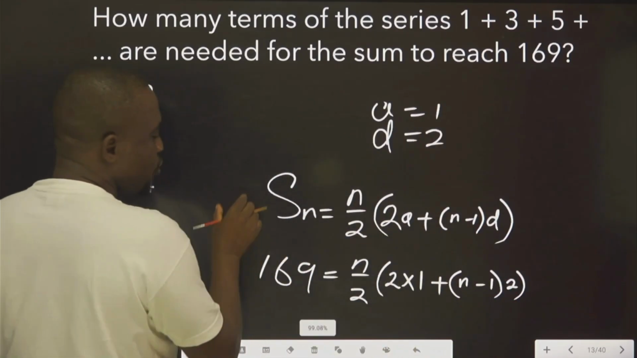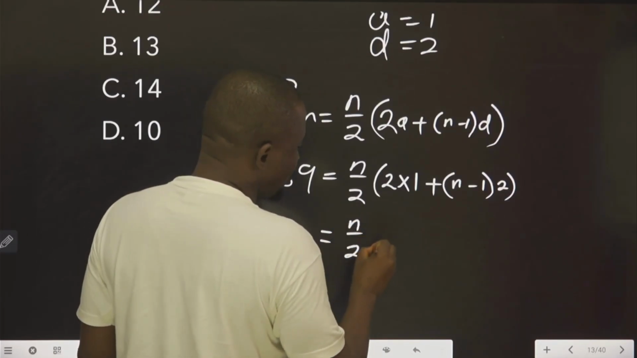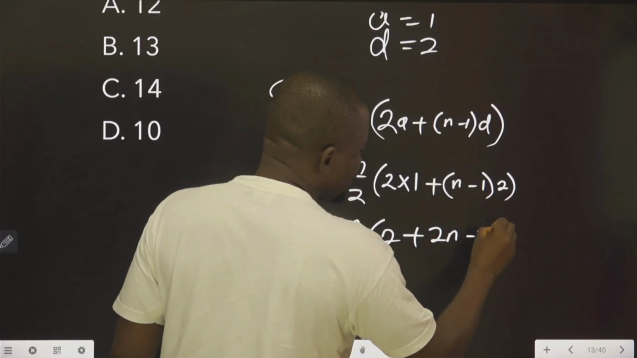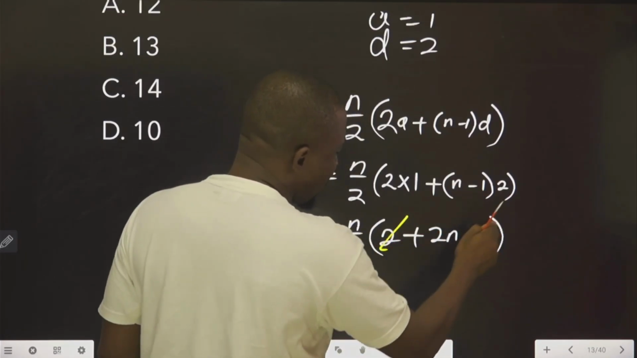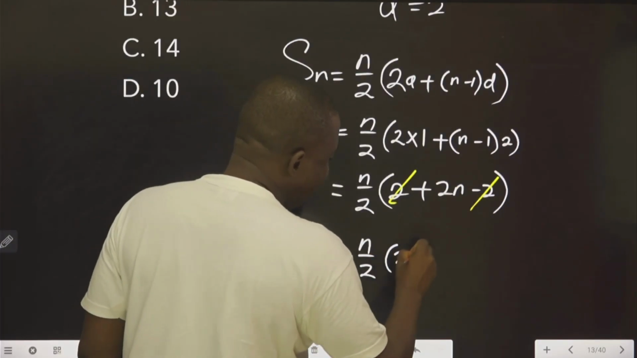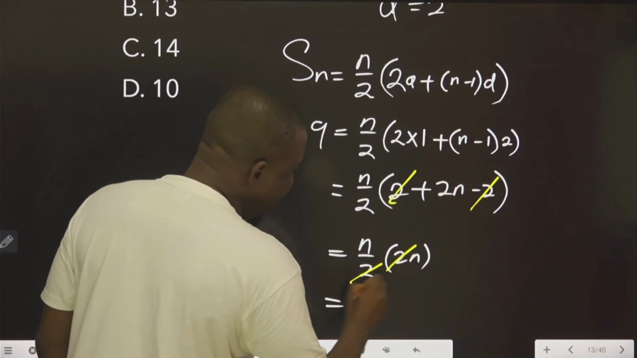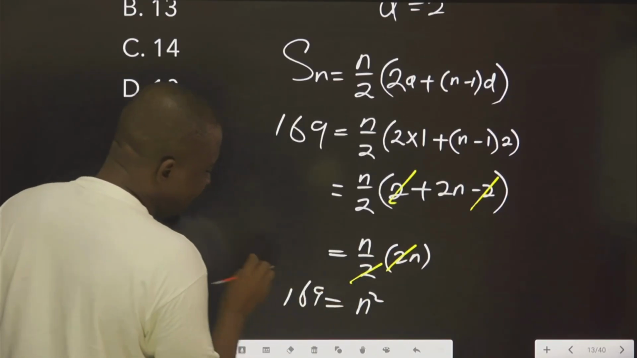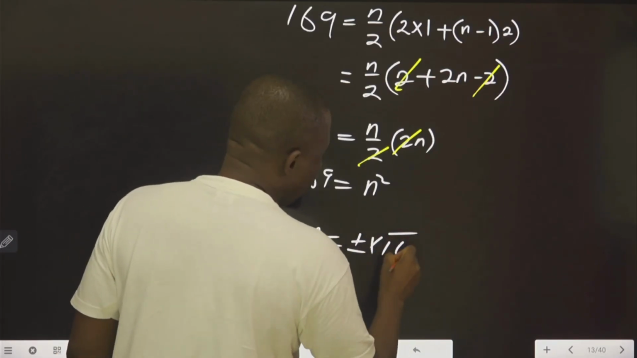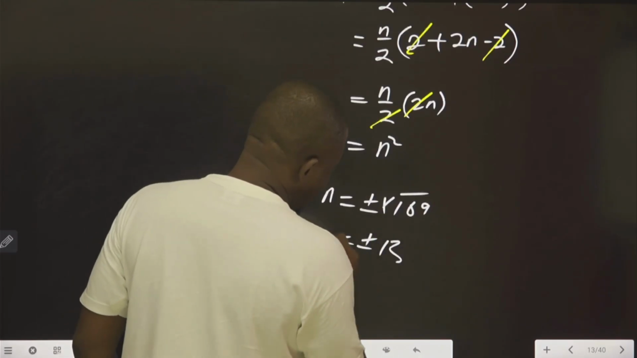Okay? So now, you agree with me, this is simply n over 2, 2 here, 2n minus 2. This and this will cancel. You agree with me? N over 2, 2n. This and this 2 will give us n raised to power 2 equals 169. You agree with me, to get n now, take the square root of 169. And you agree with me that this will give us plus or minus 13.